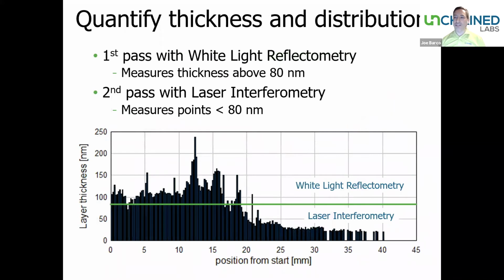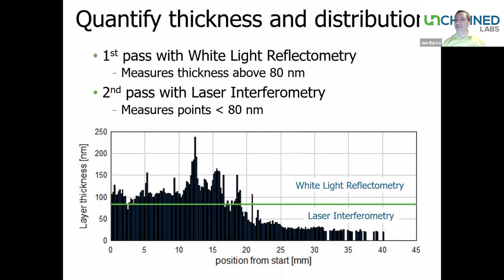Technique-wise, what it's going to do is it's going to do the fast measurement first, which is the white light reflectometry. And so the white light reflectometry is going to go through a first pass and get measurements. And if the measurement is above 80 nanometers, it's great. That's the measurement. It moves on, and we're going to go through the whole thing.